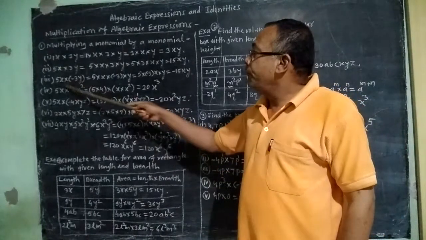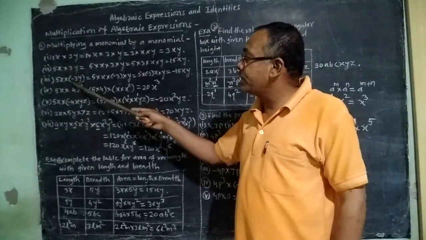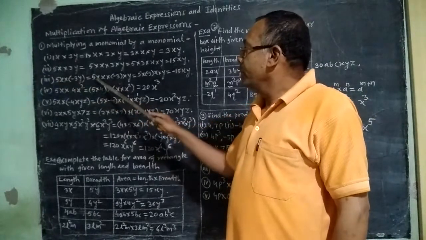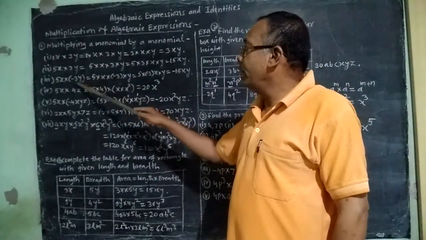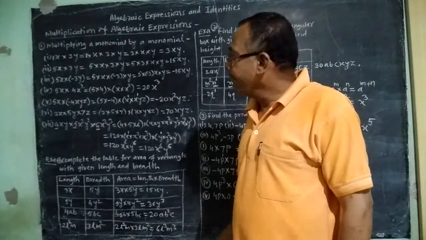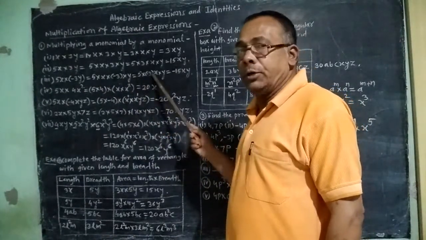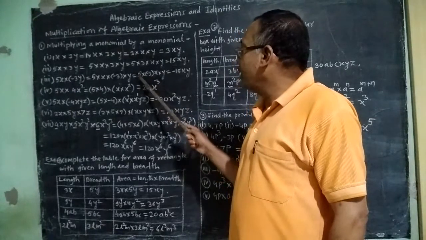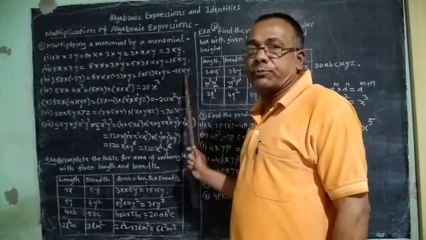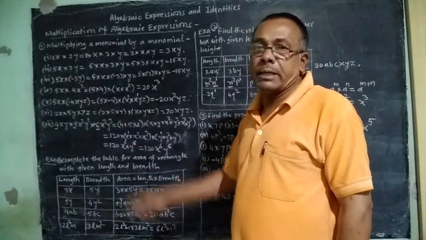Here the third example is 5x into minus 3y. Means 5 into x into minus 3 into y. Taking together 5 and minus 3, we will get 5 into minus 3 into x into y. Here 5 into minus 3 will be minus 15, and xy. So minus 15xy is the product or multiplication of 5x into minus 3y.